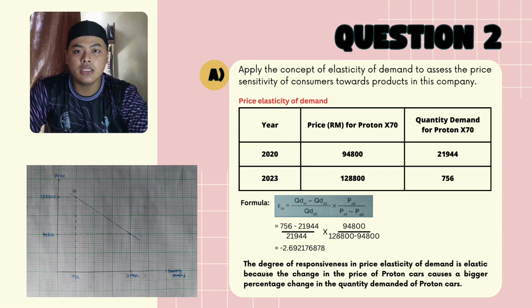The percentage change in price from 94,800 ringgit to 128,800 ringgit is smaller than the percentage change in quantity demanded from 756 to 21,944. Therefore, we can conclude that the degree of responsiveness in elasticity of demand is elastic because the change in the price of Proton cars causes a bigger percentage change in the quantity demanded of Proton cars.